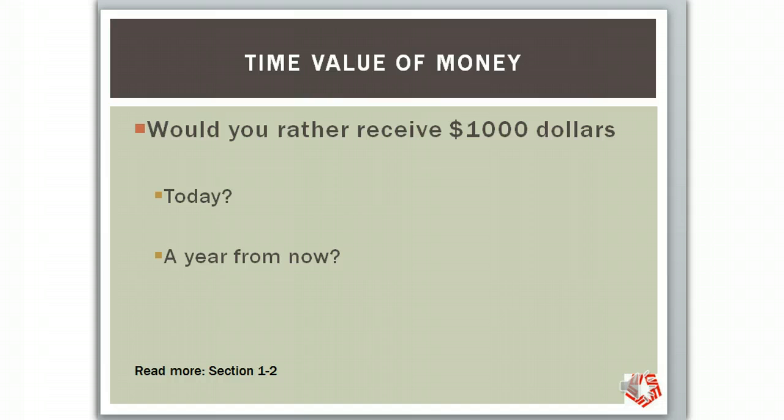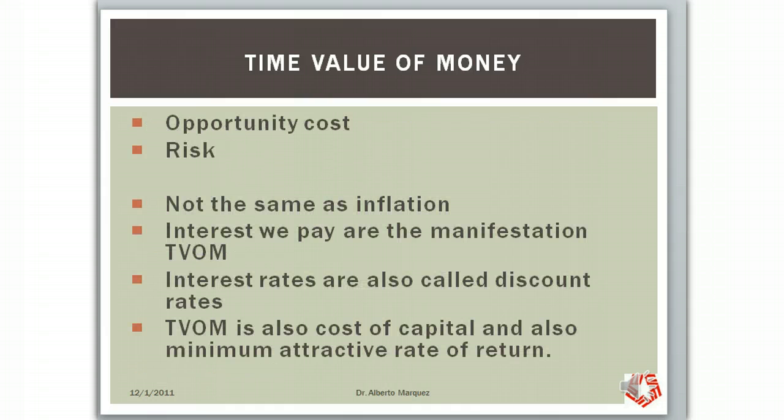So there you go. You have two good reasons why you would rather have the money earlier rather than later. And that is why money that is received earlier has a higher value than money that is received later, even if it's the same amount. So the time value of money is associated with an opportunity cost and risk.